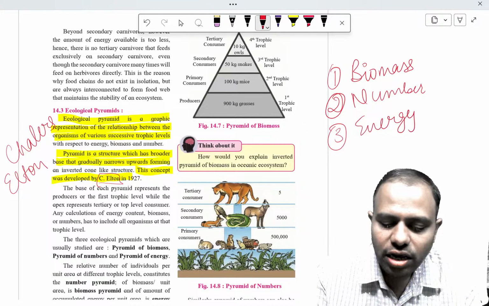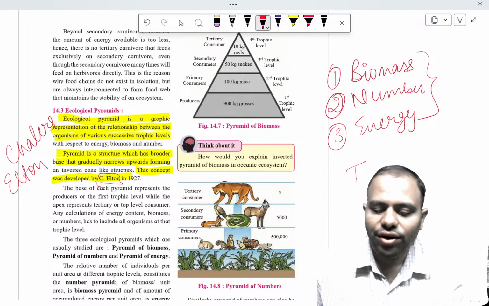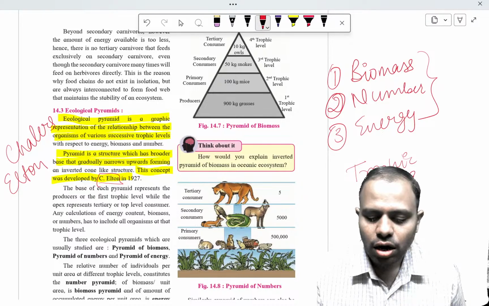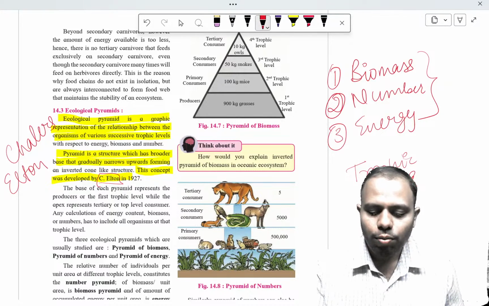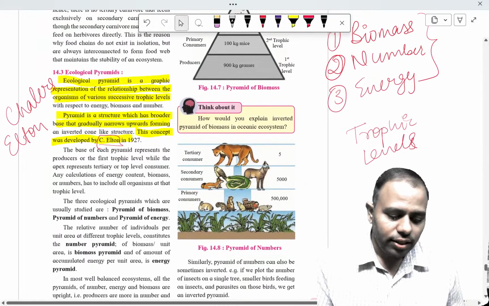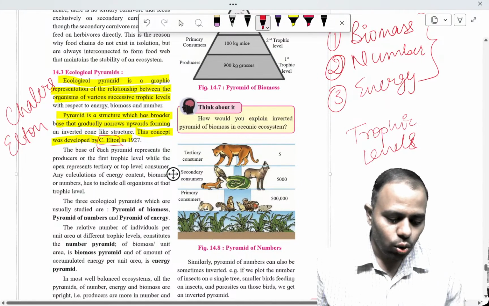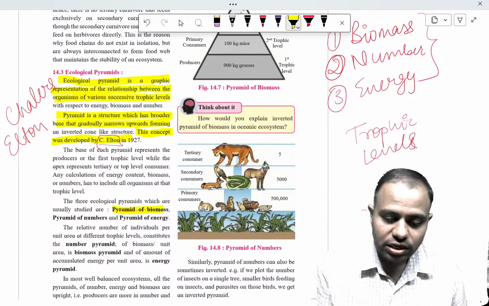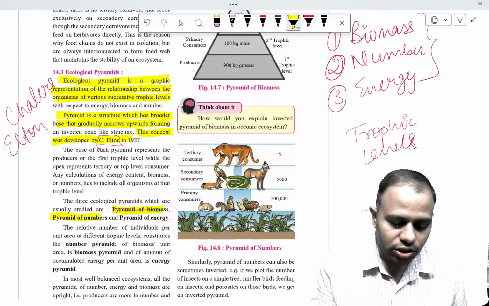So he represented all three things using trophic levels in the form of pyramids. There are three ecological pyramids, as I told you. The first is the pyramid of biomass, then the second is the pyramid of number, and the third is the pyramid of energy. Three pyramids are there.